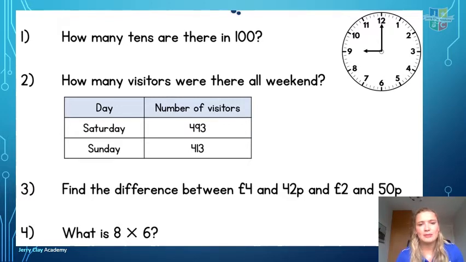Then number one, how many tens are there in 100? So maybe think about how you're going to work that one out. Number two, how many visitors were there all weekend? So think about what you're going to do there. Number three, find the difference between £4.42 and £2.50. So think about if you see the word difference, what are you going to be doing? And finally, what is 8 times 6?